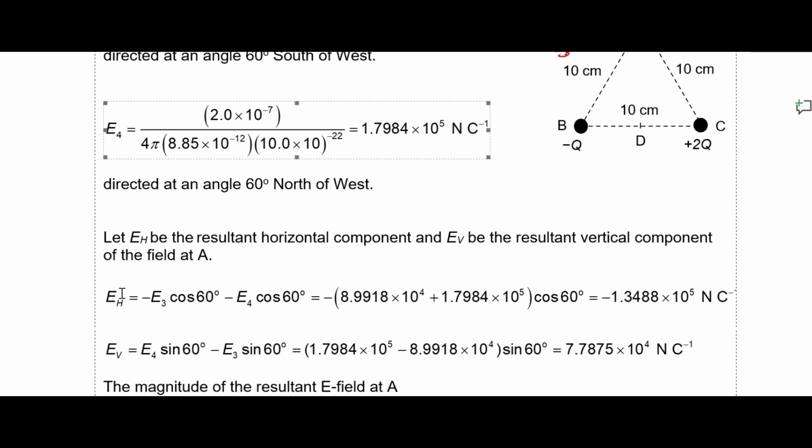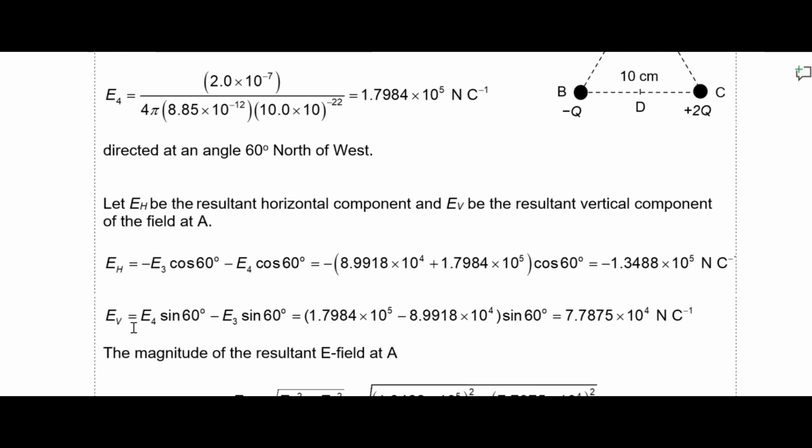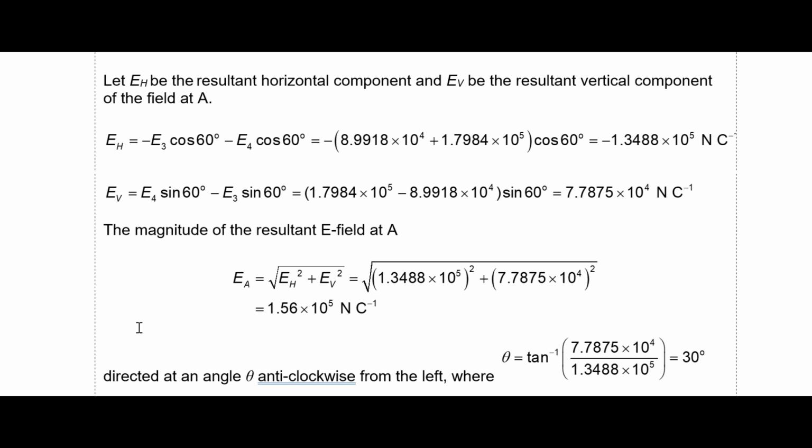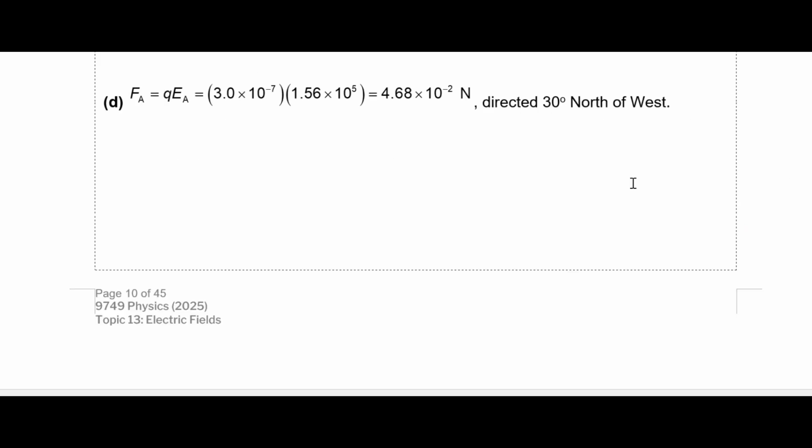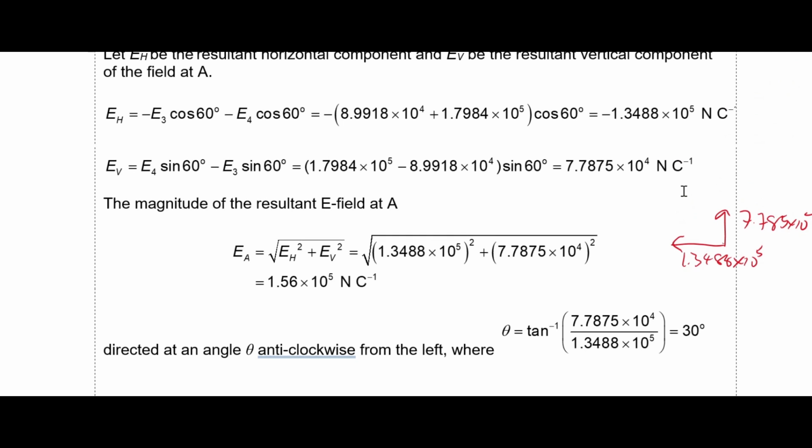Then you have to sum these two because these are just the components of the resultant. So Pythagoras theorem, you should be familiar with this, and find the angle between them. So the resultant angle between these two is, I'll draw it for you. This one is this direction, 1.3488 times 10 to the power 5, and vertical is like that, 7.785 times 10 to the power 4. Sorry about that. So this is my resultant.